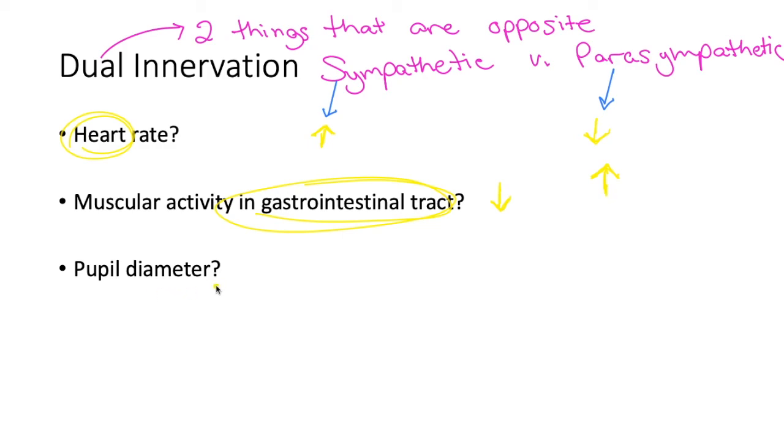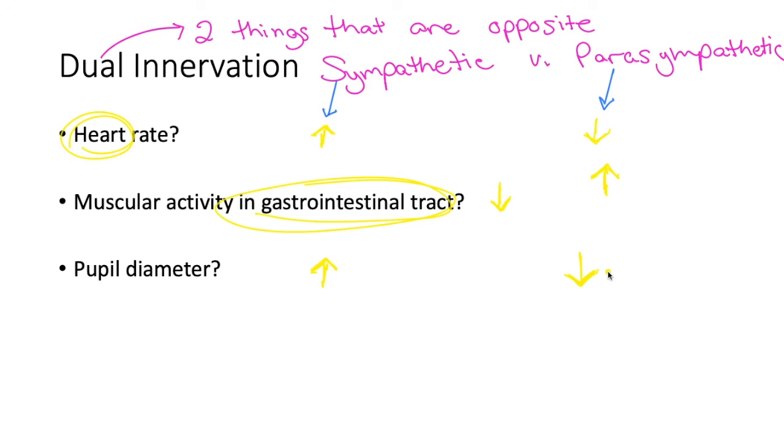Pupil diameter. So in the case of the pupil, sympathetic system is going to increase the size of your pupils so that you can see the bear better before it kills you. And then your parasympathetic actually constricts your pupils. Even though you're watching Netflix, Netflix can be seen well enough even with constricted pupils and kind of a relaxed position, I guess you could say, of your pupils.